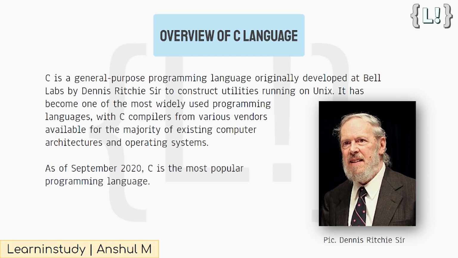Let us start with the history of C language. C is a general purpose programming language originally developed at Bell Labs by Dennis Ritchie Sir to construct utilities running on Unix. As you may know, Unix is an operating system. It has become one of the most widely used programming languages, with C compilers from various vendors available for the majority of existing computer architectures and operating systems. As of September 2020, C is the most popular language.